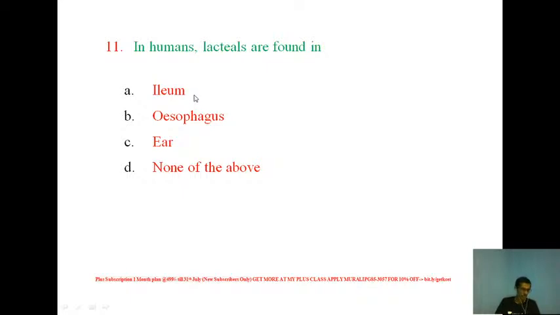Yes, you are right, Vishal. Ileum is the right answer, because lacteal of villi is important for the absorption of fatty acid and glycerol. It is present in our small intestine, ileum portion. Duodenum is the smallest. Next is the jejunum. Largest portion of the small intestine is the ileum. So answer for the 11th question, it is A.